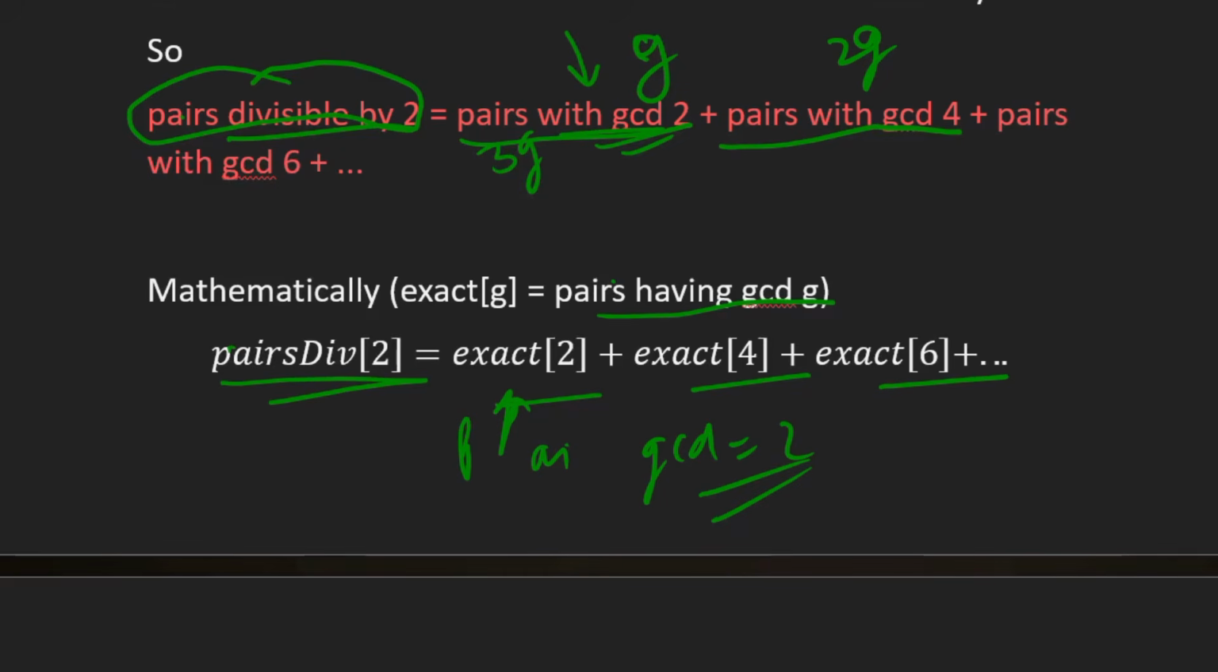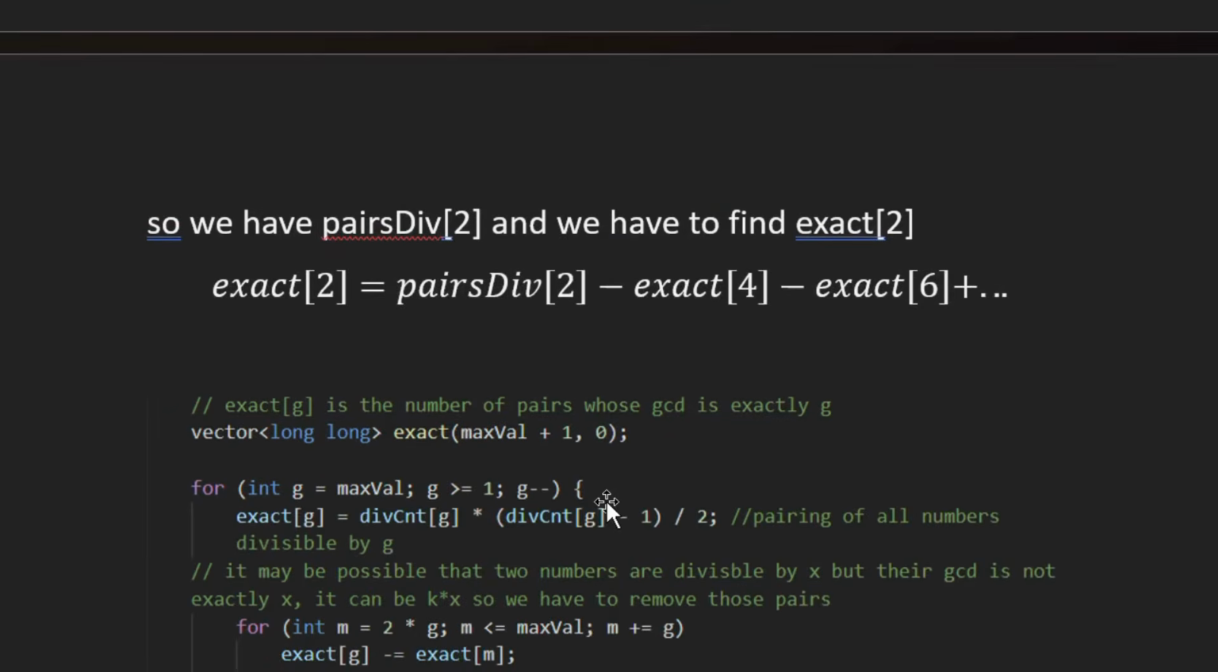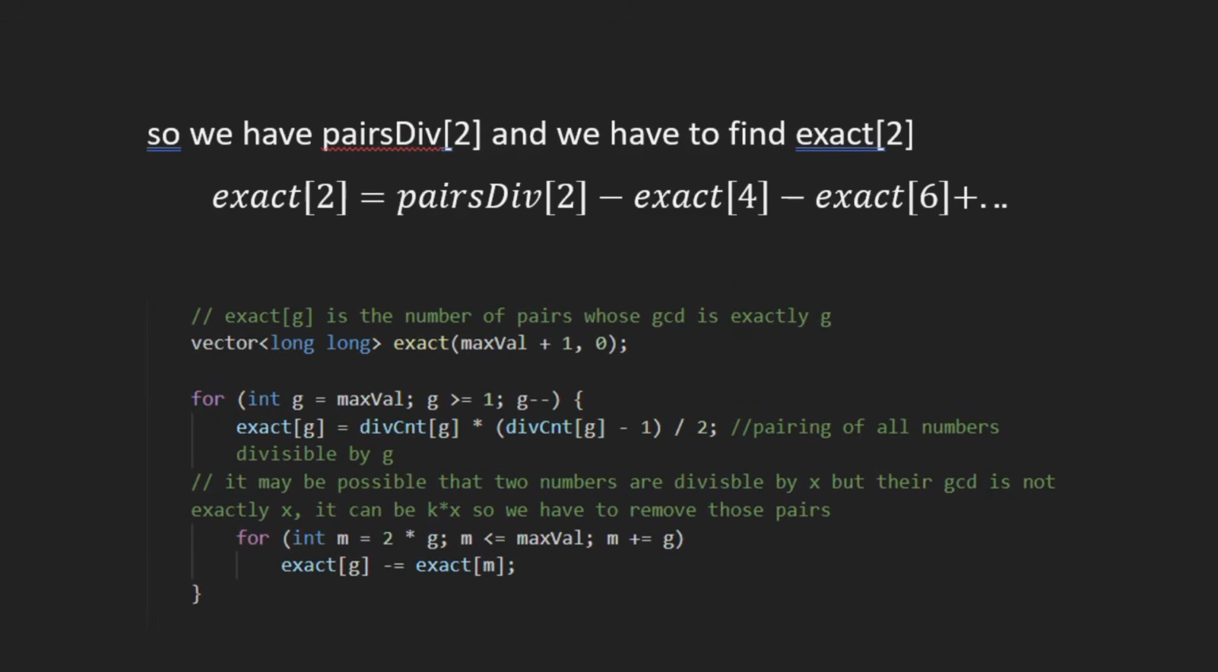So pairs divisible by 2 can have those pairs having GCD 2, can have those pairs having GCD 4, and can have those pairs having GCD 6, right? Now what is our goal? Our goal is to find the pairs having GCD equal to G. And in our current example, we have G equal to 2. So now what we need to find? We need to find the pairs that have GCD 2, right?